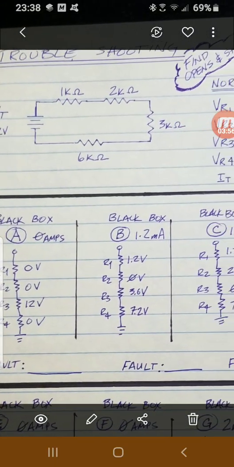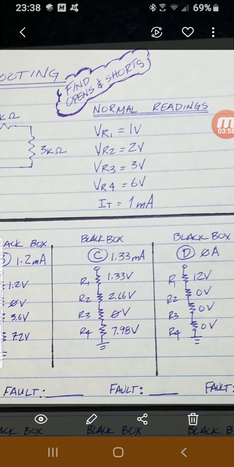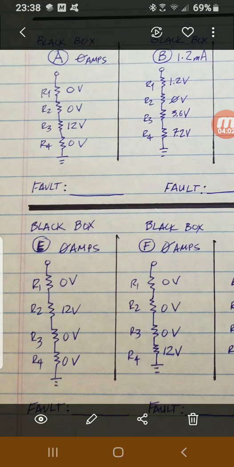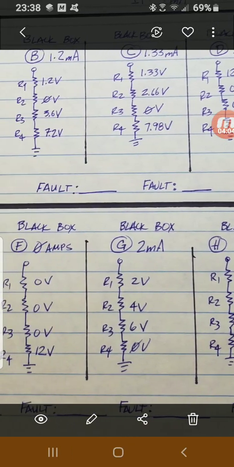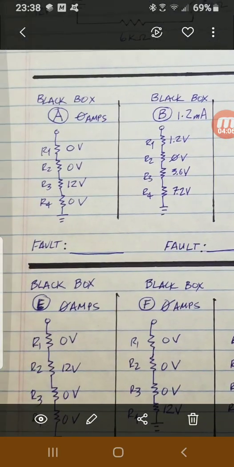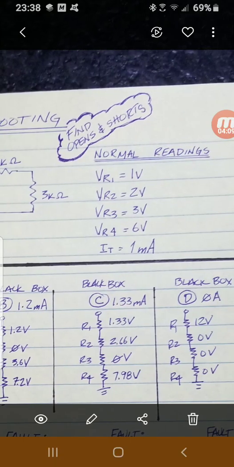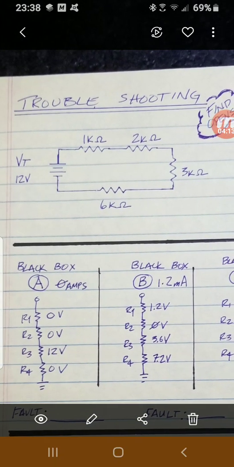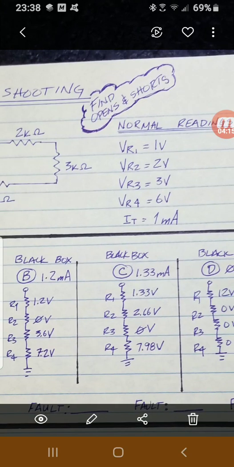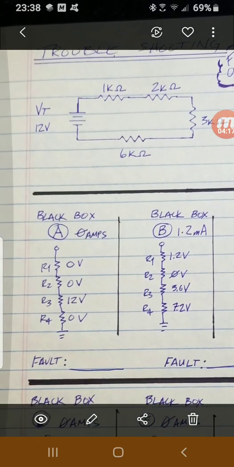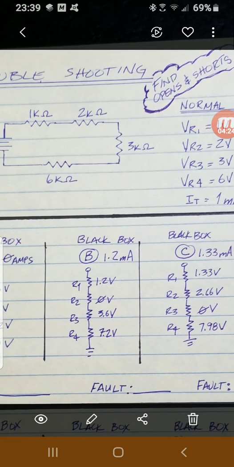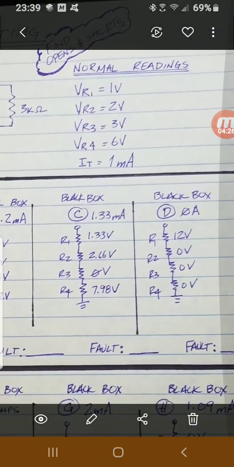I've applied 12 volts to, well, it looks like I have 12 volts written here, but I think my actual values are a little bit different here. I think the voltages are right, but my IT should be 2 milliamps. Is that right? Well, I've got 12 volts and 12,000 ohms, so that gives me 1 milliamp.